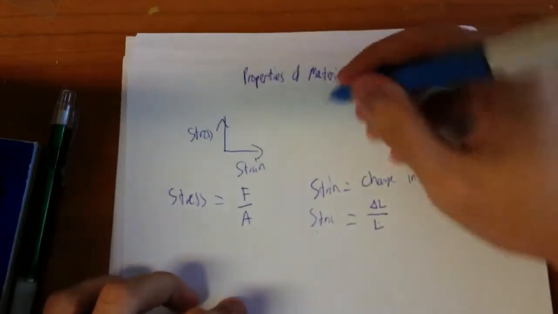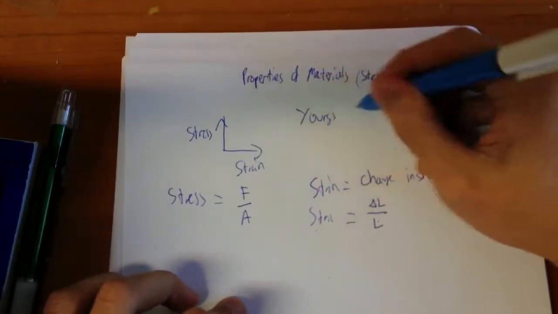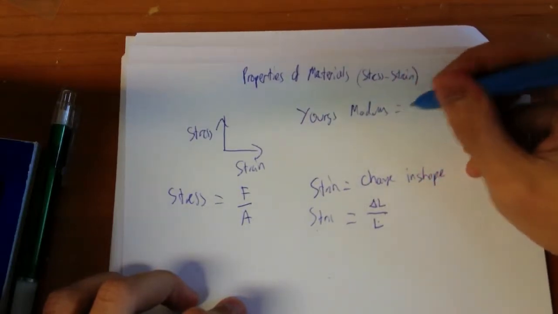Finally, we have Young's modulus. And this is defined as stress over strain.